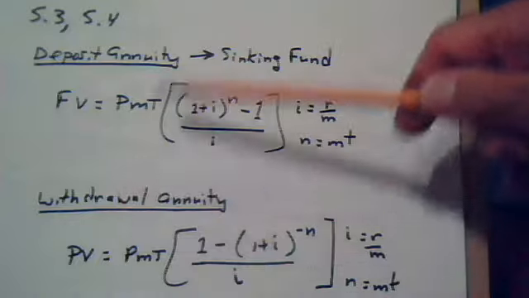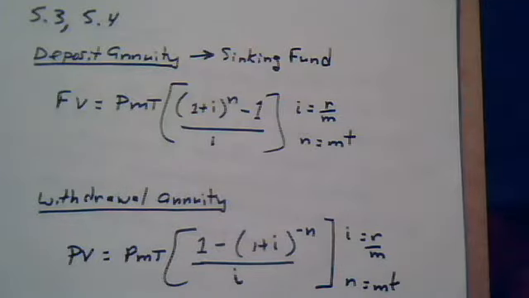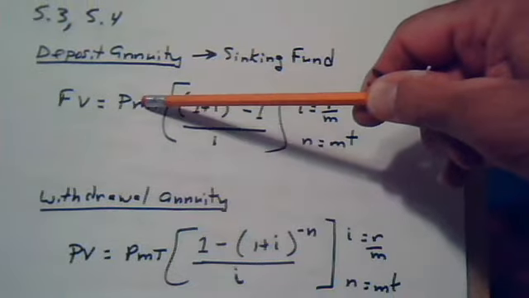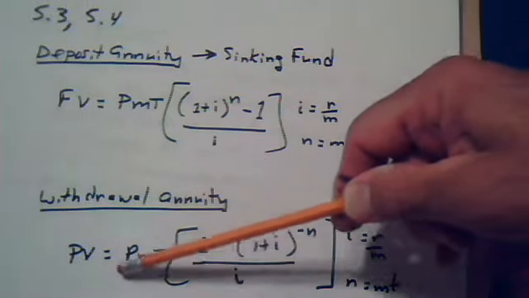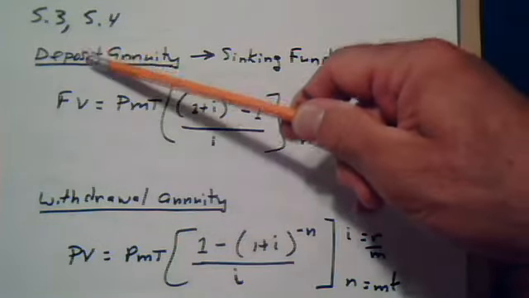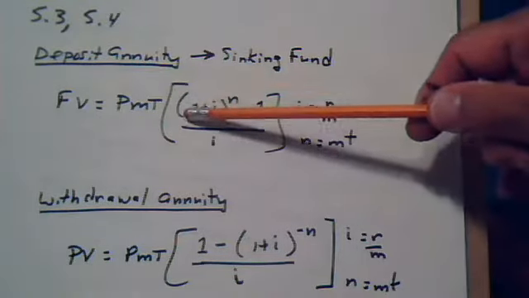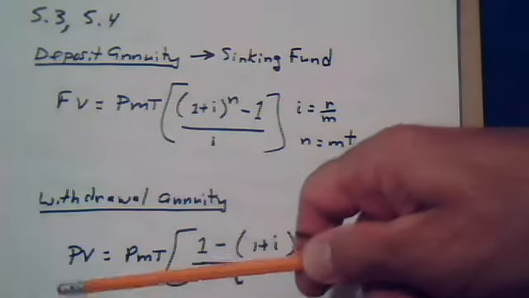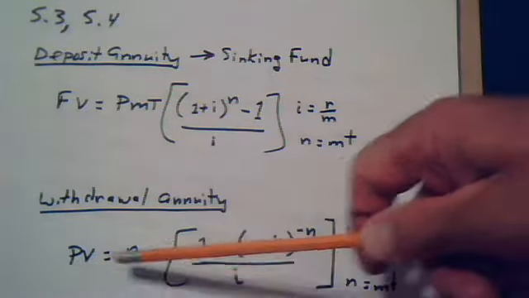They look the same in certain places and different in others. The deposit amount would be the PMT. The withdrawal amount would be PMT. This is the future value. Notice that if you're depositing, you have a future goal. If you're withdrawing, the money's there already in the present and you're withdrawing.